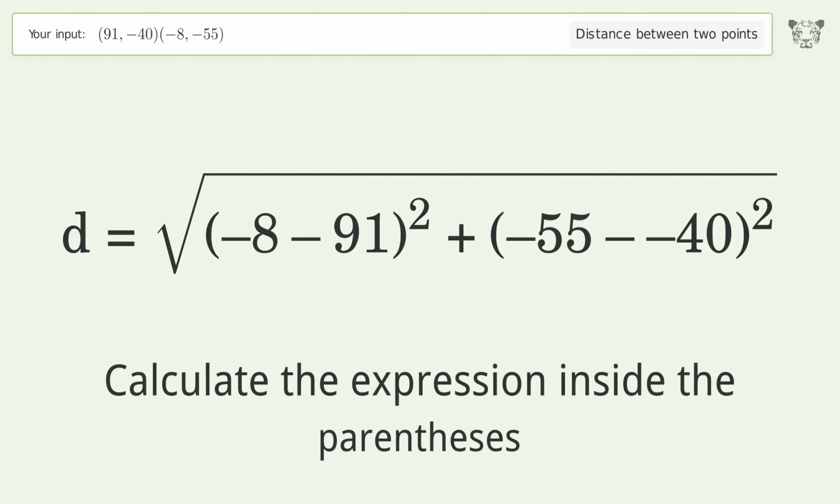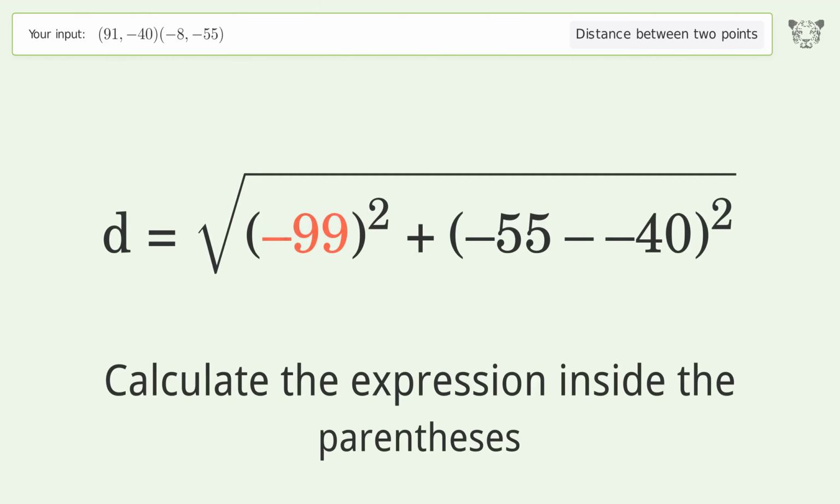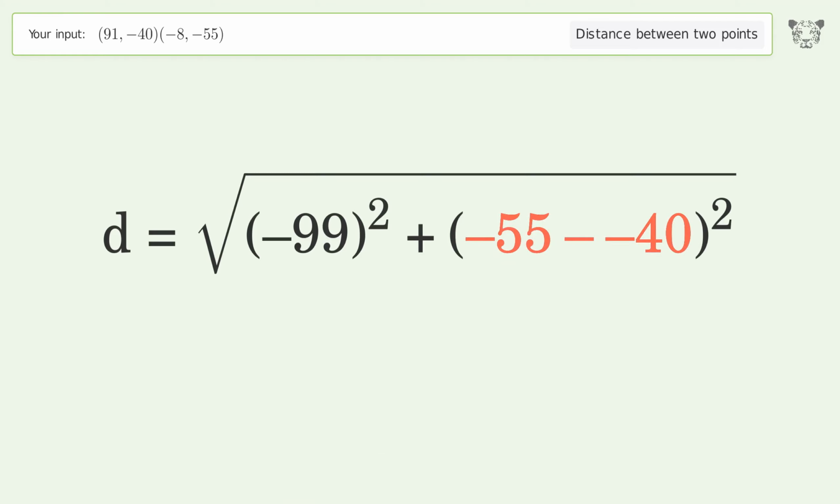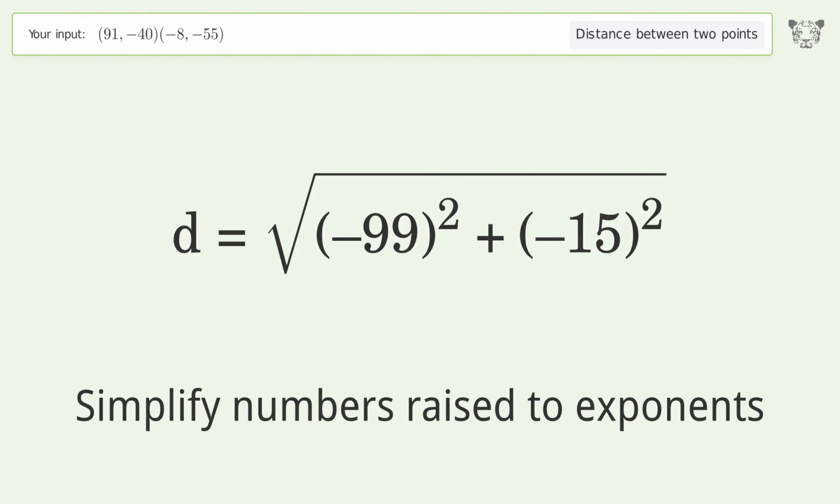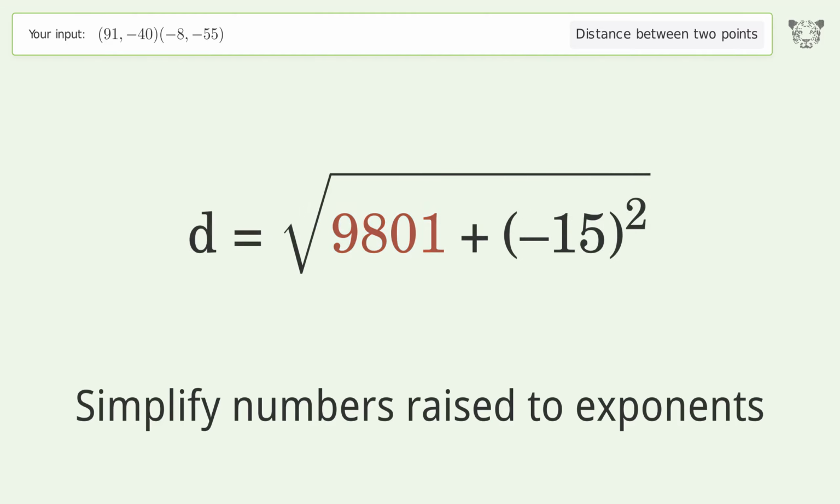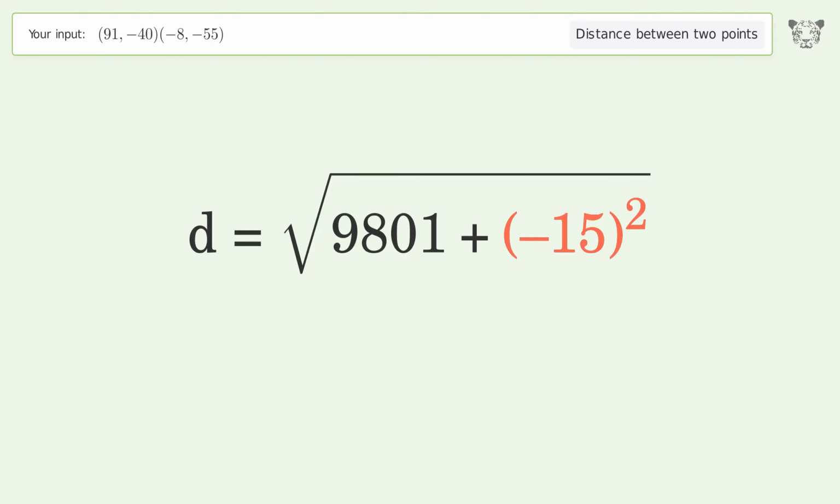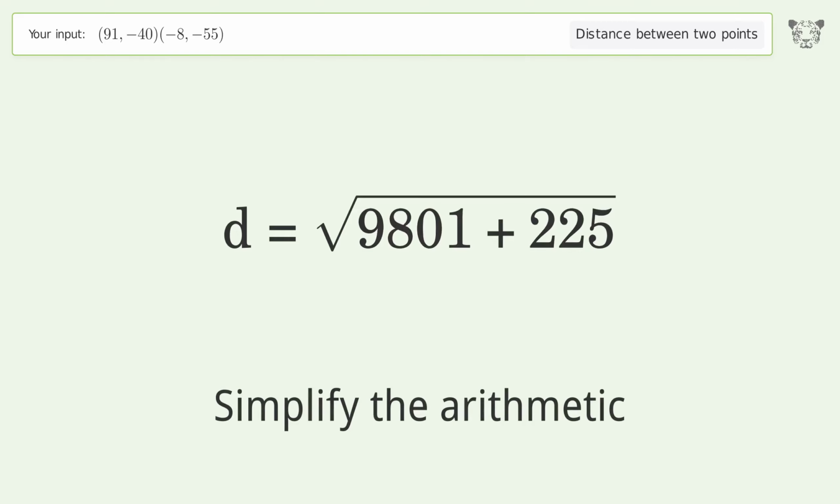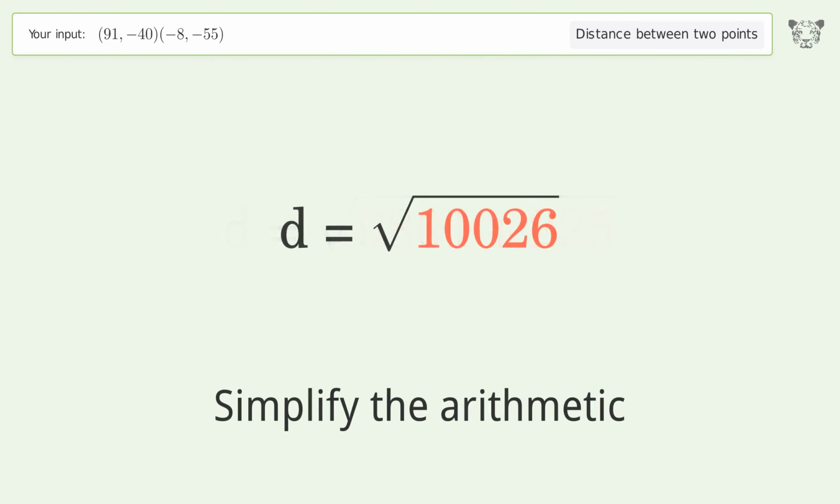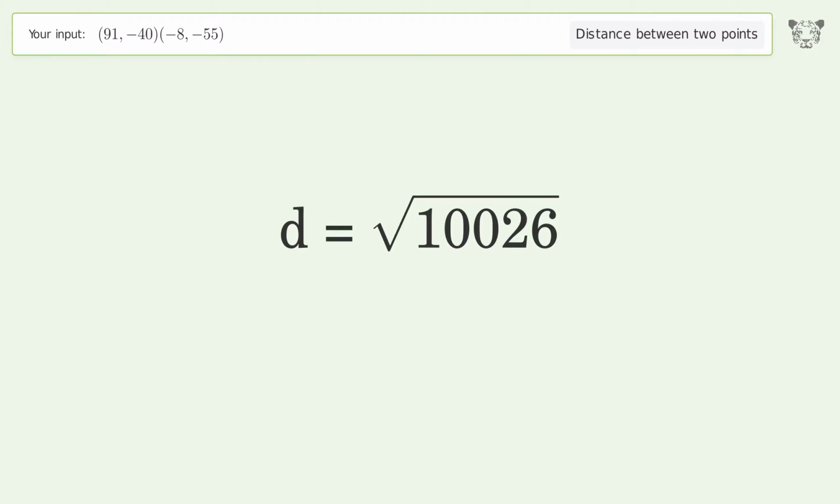Calculate the expression inside the parentheses. Simplify numbers raised to exponents. Simplify the arithmetic. And so the distance between the 2 points is the square root of 10,026, or 100.13.